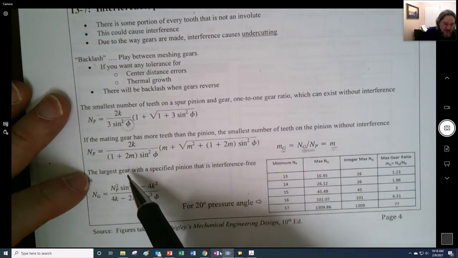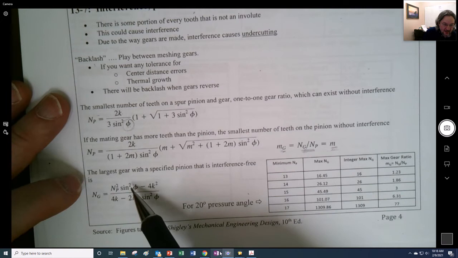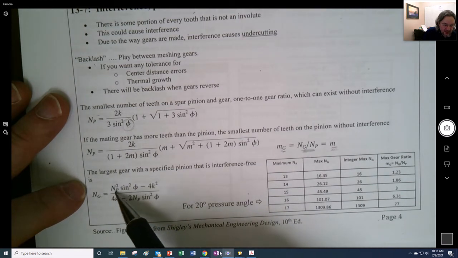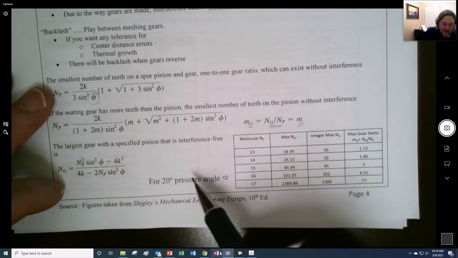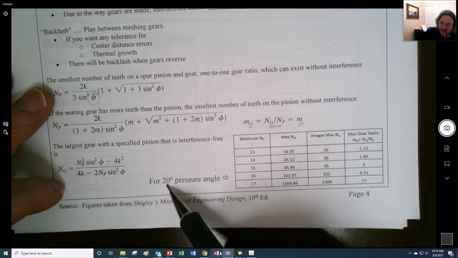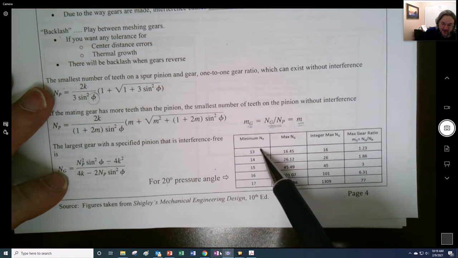And then we could also say that the largest gear with the specified number of pinion teeth for interference free operation is going to be based on here, so it's going to be based on the number of pinion teeth and the pressure angle. So what we find when we use a standard 20-degree pressure angle is that the minimum number of teeth is going to be 13 right there.